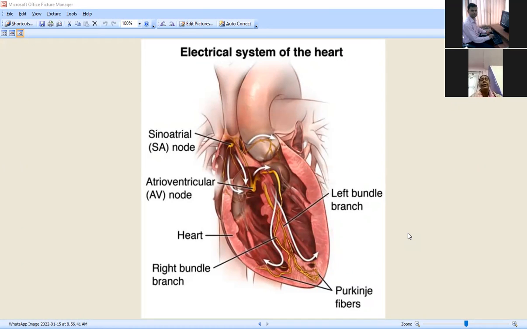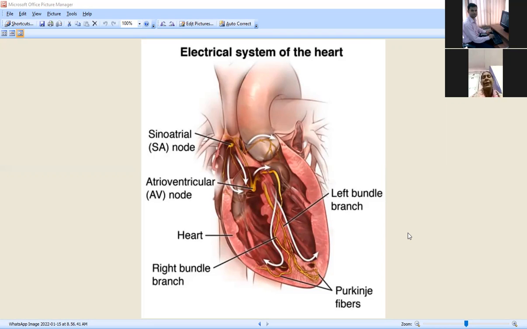Then the electrical signal travels in the forward direction, and it reaches the AV node. The AV node, you can see on the screen, is present at the base of the right atrium. Then this AV node is again branched into two parts.